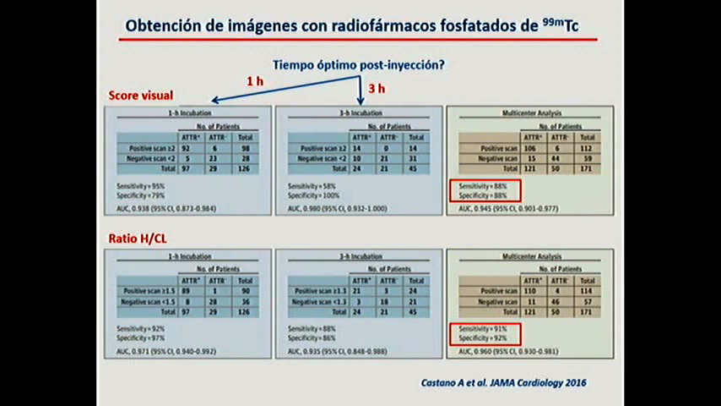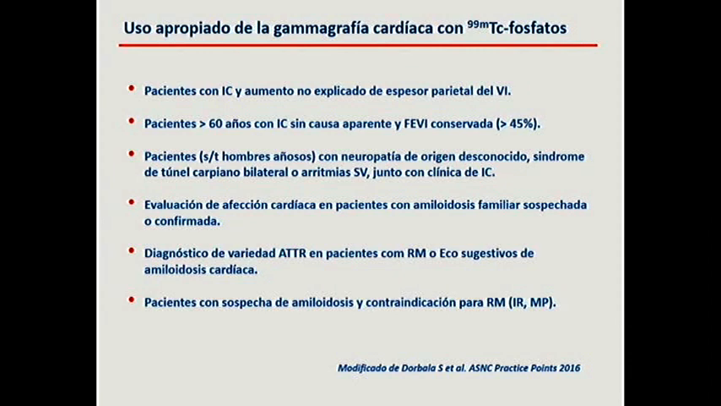The diagnostic performance is not the same for the images, in terms of visual score. Now, regarding the contralateral heart relation, performance is better in early images compared to late ones. But in general, if we take images 2 hours later, then we have a good compromise between sensitivity and specificity. What wouldn't be the proper use of cardiac scintigraphy for the investigation of amyloidosis?